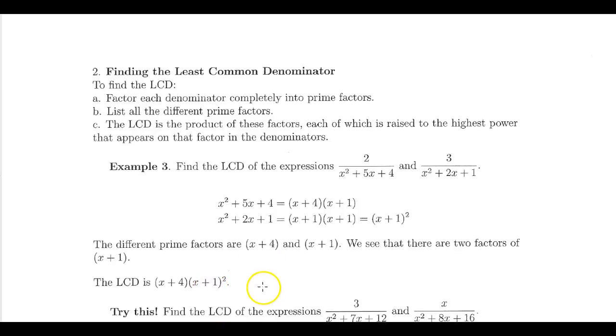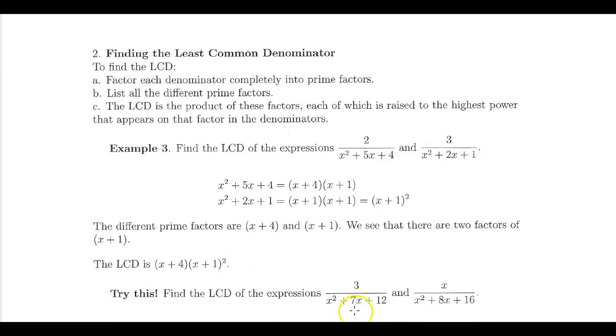So what if you have these two expressions? What if you have 3 over x squared plus 7x plus 12 and x over x squared plus 8x plus 16? Pause the video and find the least common denominator of these two expressions, and then come back when you're finished and check with my answer.